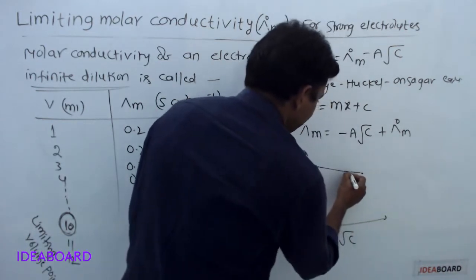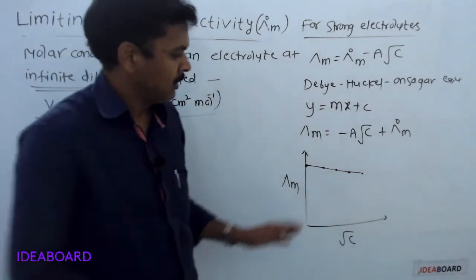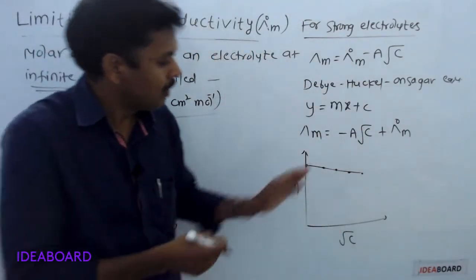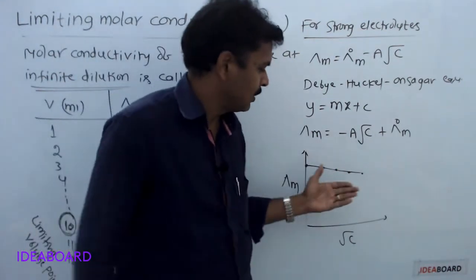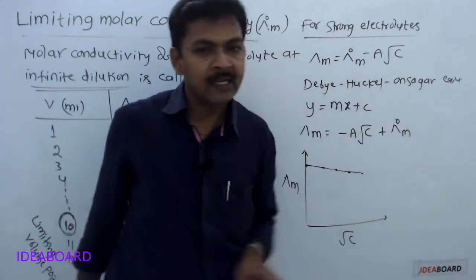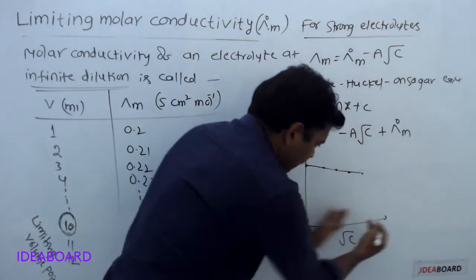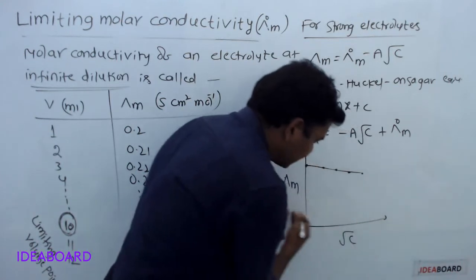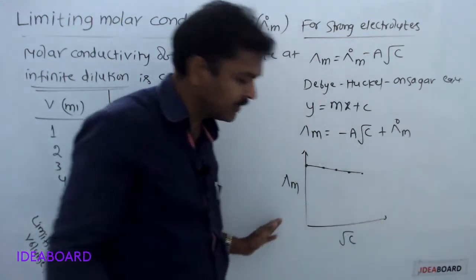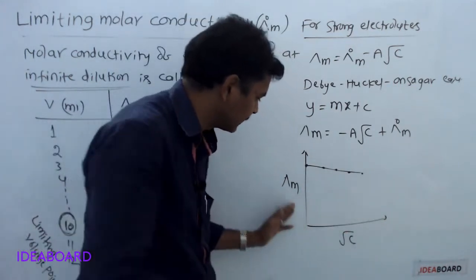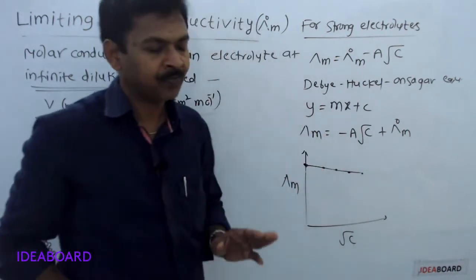For strong electrolytes, molar conductivity increases slowly only. On dilution, concentration decreases and volume increases. So as concentration decreases, see here from right to left, concentration decreases. As concentration decreases, molar conductivity increases, but it increases slowly only.